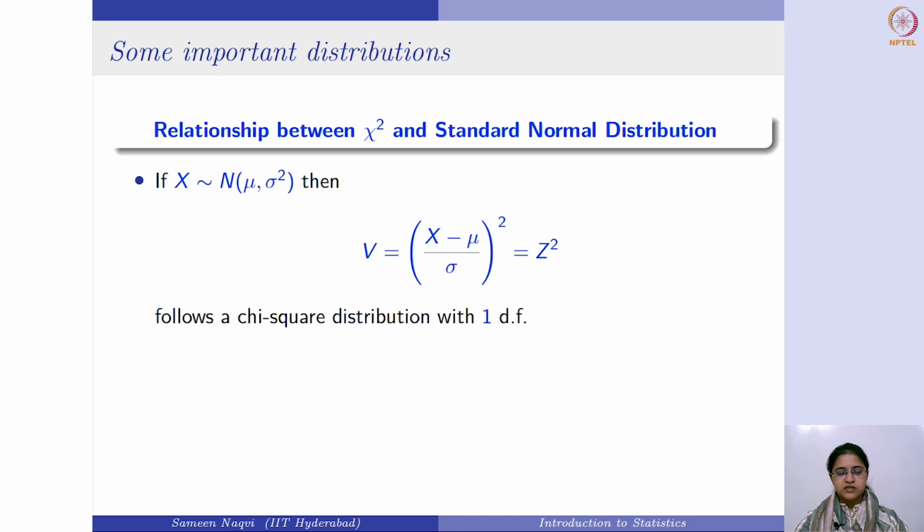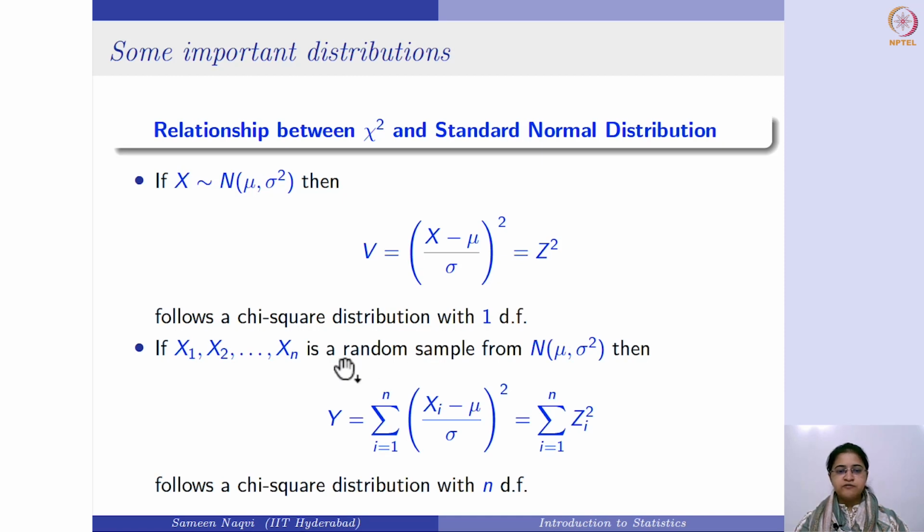So just keep in mind that if x is following normal mu sigma square, then square of the standard normal variate will follow chi-square distribution with 1 degrees of freedom. 1 degree of freedom is appearing. Why? Because here we are dealing with only a single random variable. That is why it is following chi-square with 1 degrees of freedom. We can generalize this further, and if we draw a random sample from this distribution, right? So you standardize each of them, take the summation, and finally what you get is summation zi square. It will follow chi-square with n degrees of freedom.